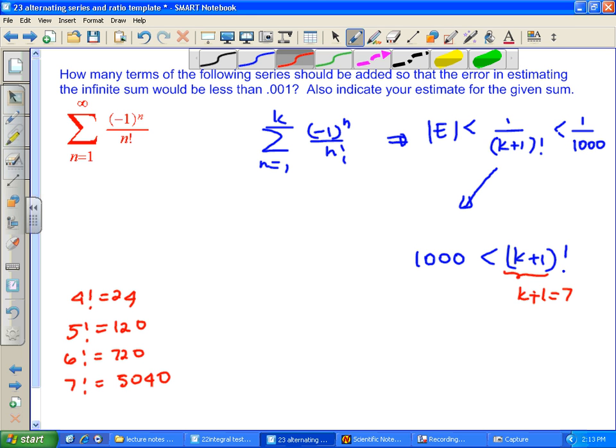So what is k then? Okay. So if k is 6, let's double check. If k is 6, you would put it into that inequality. 6 plus 1 is 7. 7 factorial is 5,040. And that is greater than 1,000, it works. If you put anything less than that, if you put like 5 or anything less, it's not going to work. So that means we must add the first 6 terms, to estimate this infinite series with an error less than 0.001.